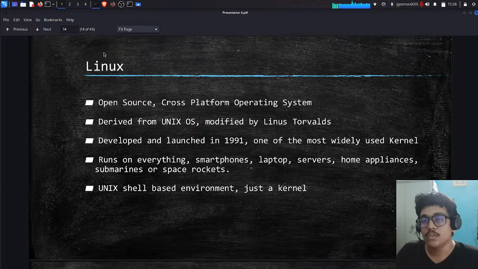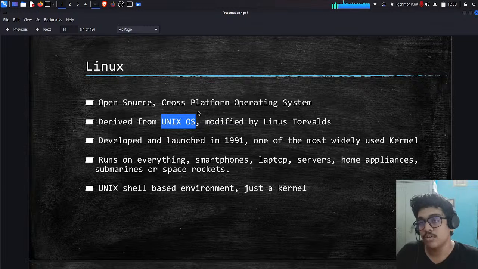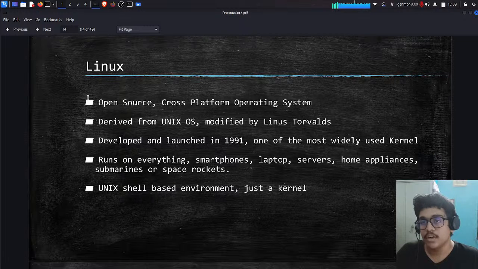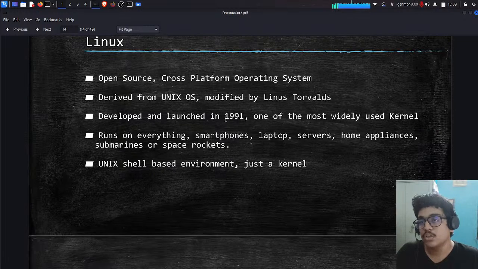So how did Linux come about? It is derived from Unix OS. Unix was the first basic operating system, and it was not open sourced. Later, it was modified by Linus Torvalds, and that is how Linux was born. I will not say Linux is an operating system. It is a kernel. There is a difference between a kernel and an operating system, which we will discuss later. In the beginning it was also not open source, but now it is. It was developed and launched in 1991.